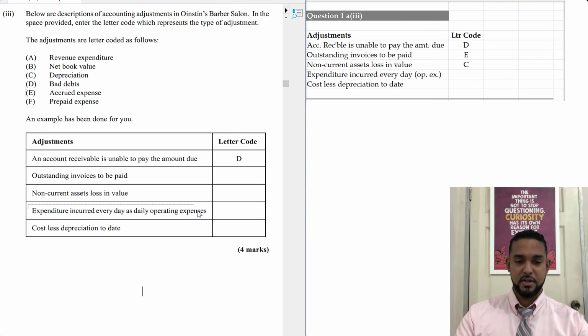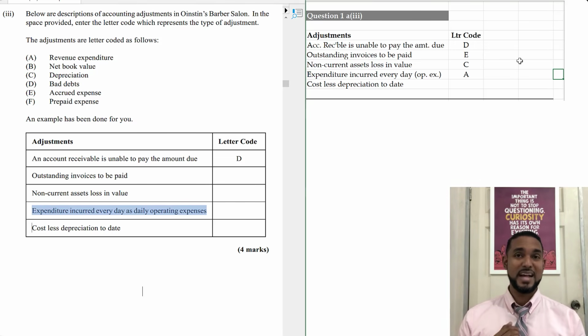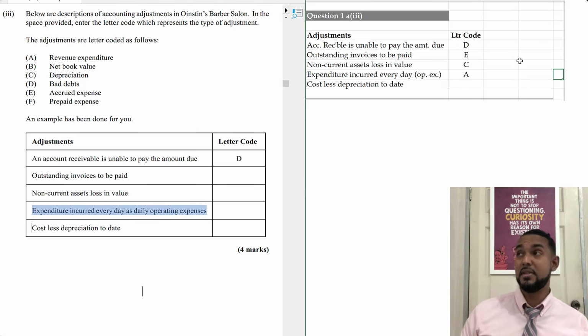Next one, expenditure incurred every day as daily operating expenses. Okay, well that's revenue expenditure. That's item A. Now just so you know, there are 2 types of expenditure. You have capital expenditure, which is expenditure on capital assets, fixed assets, non-current assets. And you have expenditure on all other types of expenditure, anything but paying for new fixed assets or significantly improving them. So there's salaries, wages, rent, interest expense, insurance, advertising, marketing, all those things are items of revenue expenditure. Basically, you have to spend money in order to make money. And the money spent to make money is called a revenue expenditure. So basically, any expense item you see in the income statement is revenue expenditure.